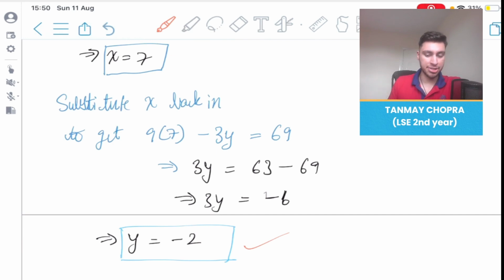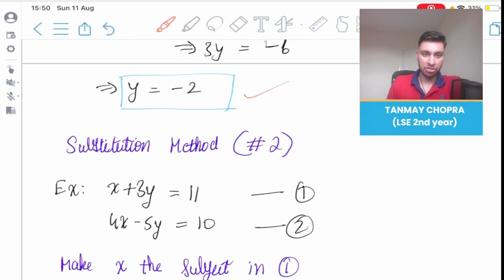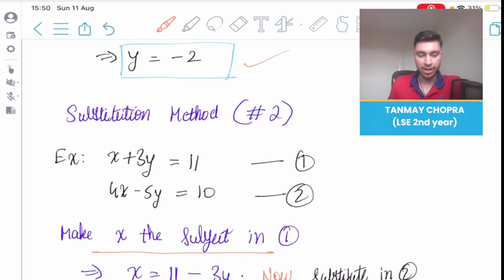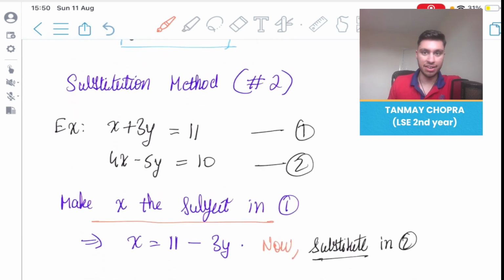Now we look at the substitution method. The substitution method involves making one of the variables, one of the unknowns, the subject. In this case, we'll make x the subject in equation 1. So what do I get? I get x equals 11 minus 3y. Simple enough. We just took 3y to the other side.